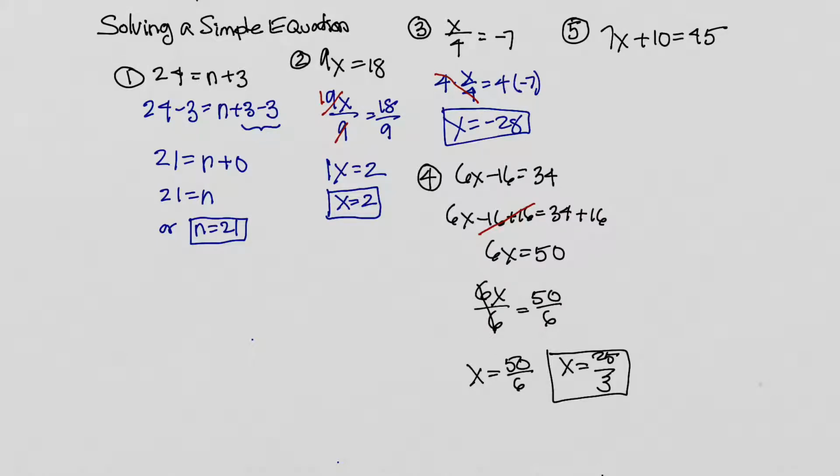So first up, let's subtract 10. So we'll get 7x plus 10 minus 10 equals 45 minus 10. Those 10's go to 0, so we'll have 7x equals 45 minus 10 is 35. Now let's undo this multiplication with a division. So we'll get 7x divided by 7, 35 divided by 7. So we'll conclude that x is 5.